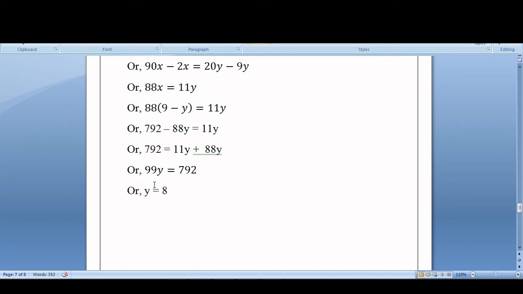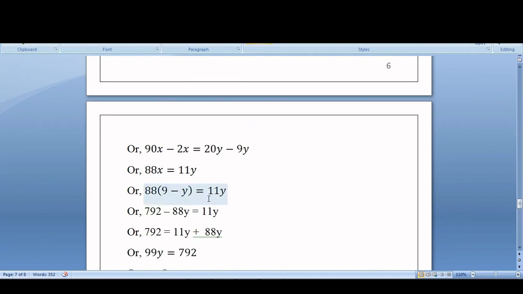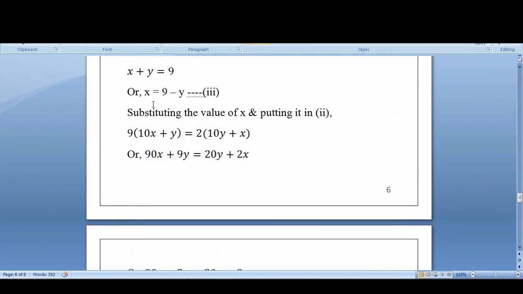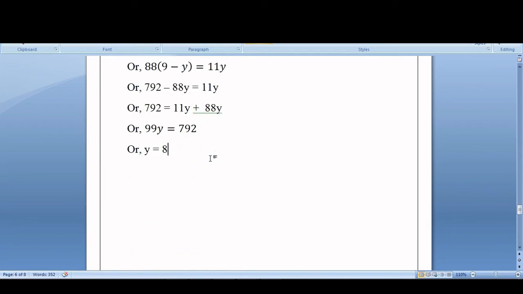So the value of y is how much? It's 8. Now simply substitute the value of y in equation 3. Equation 3 is x equals 9 minus y. So we have got the original values of x as well as y.